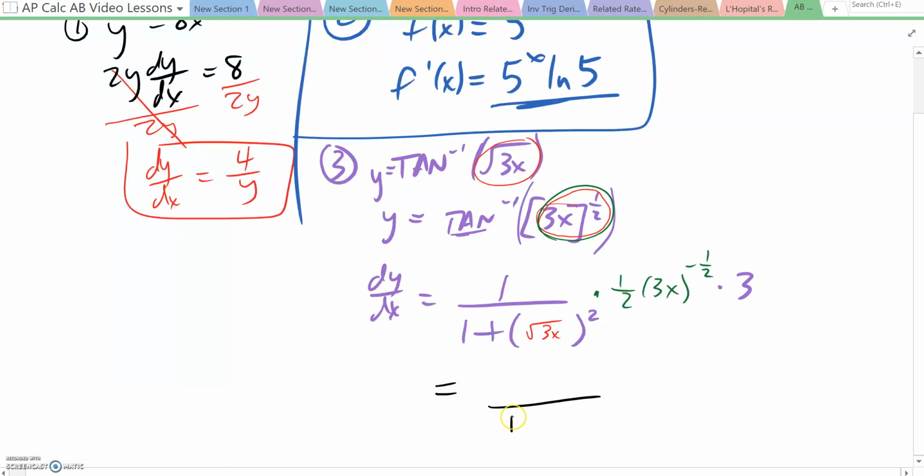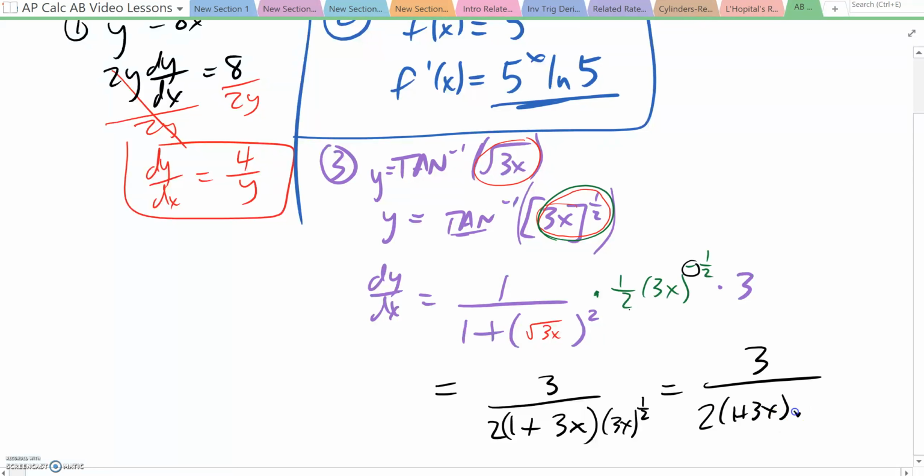On the bottom, we'll have 1 plus the quantity rad 3x squared, which just becomes a 3x. And then we've got the 3 on top. This 2 can go down to the bottom, because it's a 1/2, so it's 1 over 2. And the 3x, because of this negative power, we can move to the bottom, so it's 3x to the positive 1/2. That turns into simply 3 over 2 times the quantity 1 plus 3x times the square root of 3x. You can reorder this in lots of different ways, but that would be a great final answer right there.